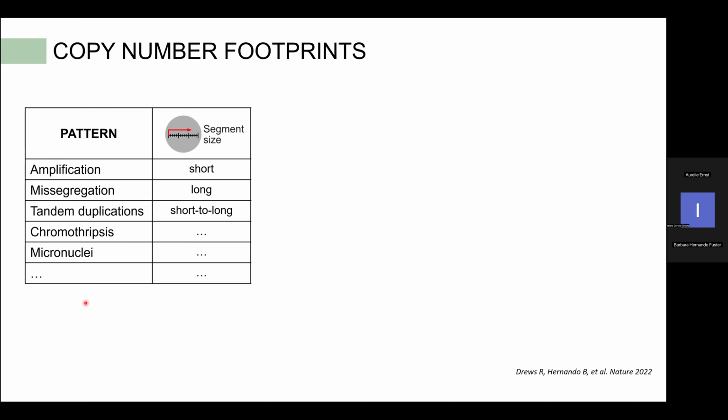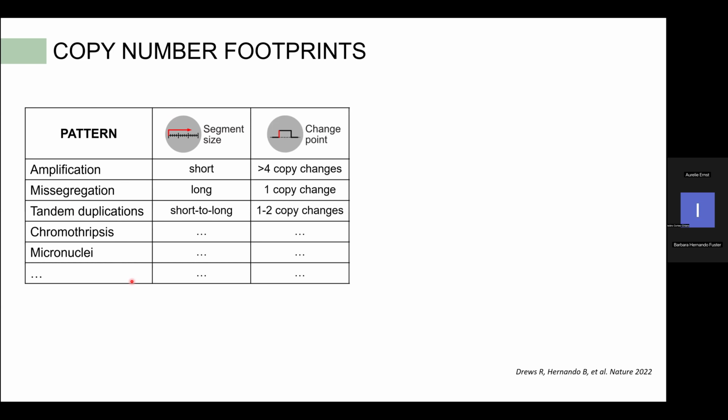For example, we started with a simple feature about segment size. Amplifications are normally defined by short segments. They are segments that have a lot of copies, but in terms of segment size, they are short. If you compare that with chromosome segregation, those are normally long because they are the same size as a whole chromosome, or an arm of a chromosome. So we have a feature that can distinguish between the different copy number patterns.